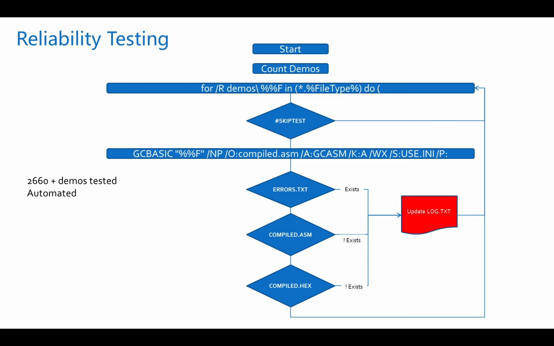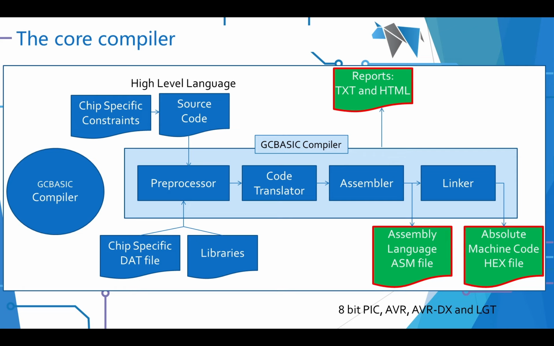I'll come back to that video in a minute, because this is the principle of operation. There are some things that we know. We know that if we run the compiler, and we take some source file and put it through a preprocessor, it will suck in the DAT file, some chip constraints, and the libraries. They'll all get sucked in, and then it will do some pre-processing.